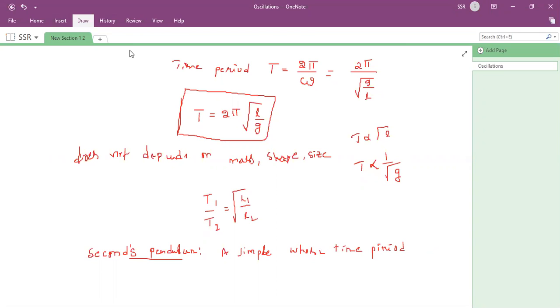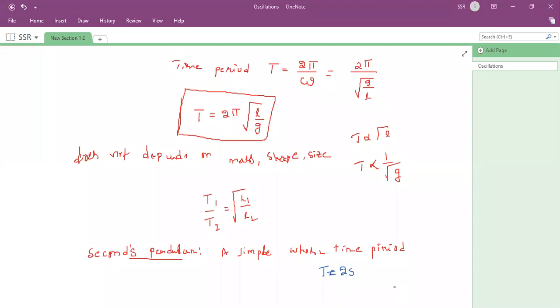That means it is a to and fro motion equal to 2 seconds. Yes, the total time period is 2 seconds. One second for one swing. That's why you can say 2 seconds. Are you clear on this? This is called a seconds pendulum.